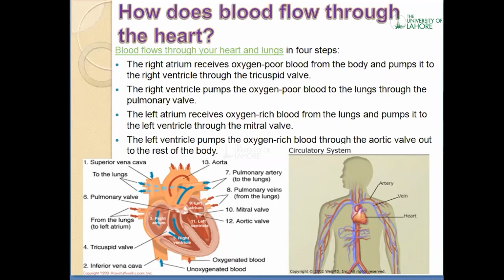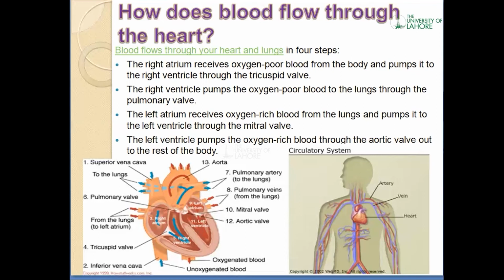The left atrium receives oxygen-rich blood from the lungs and pumps it to the left ventricle through the mitral valve. And the left ventricle pumps the oxygen-rich blood through the aortic valve and to the rest of the body. This is the circulation of the blood flow through the heart.